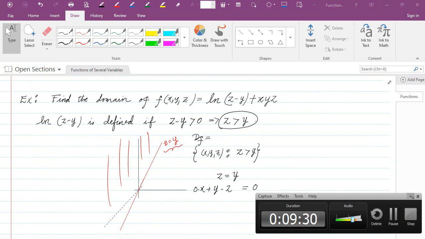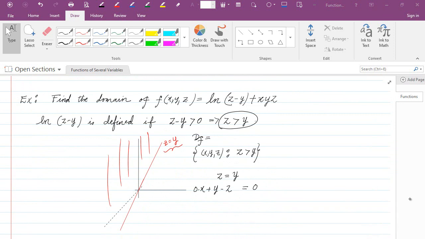Actually, let's finish this example as well. So we want to find the domain of f of xyz is equal to ln of z minus y plus xyz. Well, recall that the log function here makes sense only when we evaluate it at a positive number. So z minus y must be positive for this thing to be defined. Now xyz makes sense for any xyz. So the only condition that we need here is that this function is defined when z minus y is positive, which means when z is greater than y.